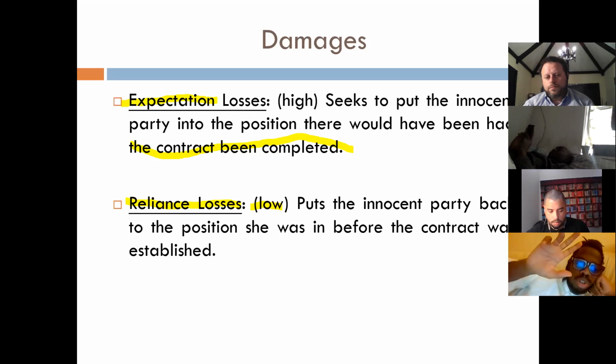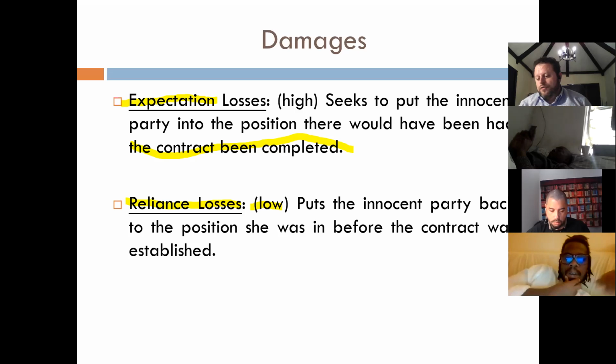I also have a question. How do you calculate the expectation losses? You must have some contracts with other businesses that would say how much money you were going to make. Now, let's say that I was buying this beer from Jordan. And I do not have contracts with other businesses to say how much I'm going to make. But Jordan's beer is very popular.